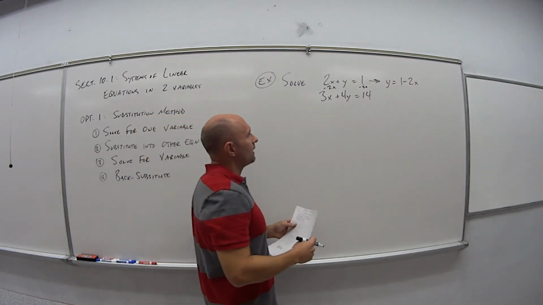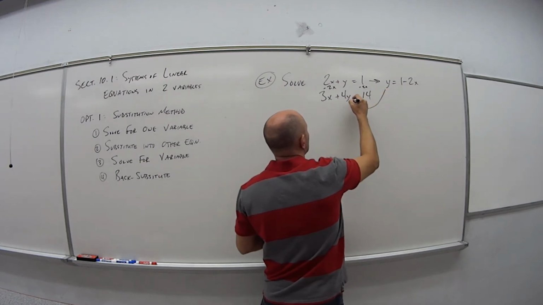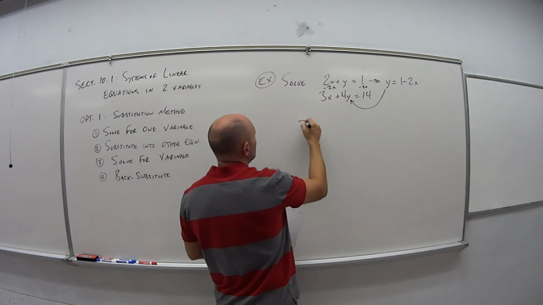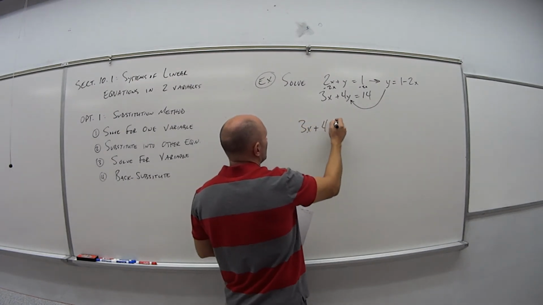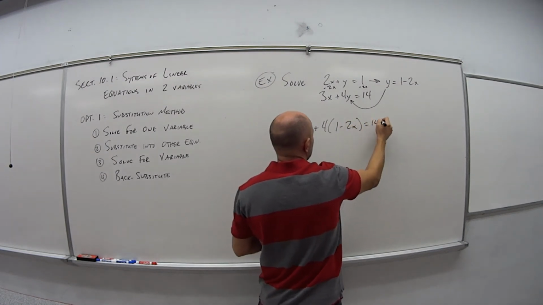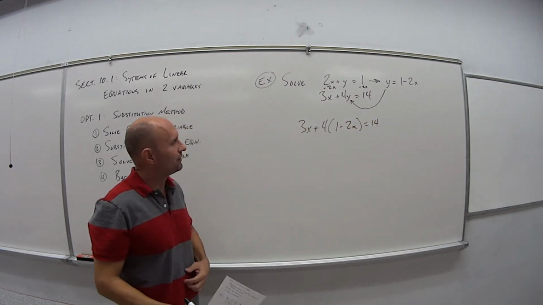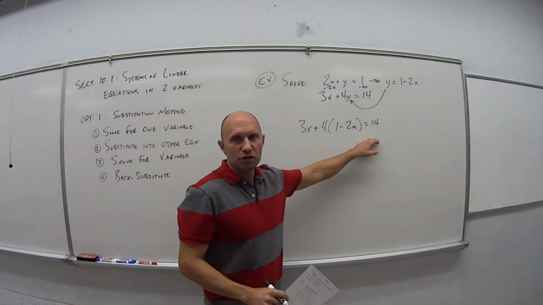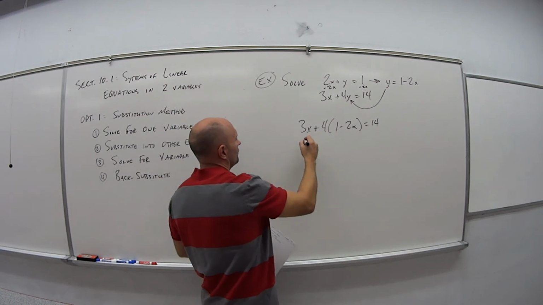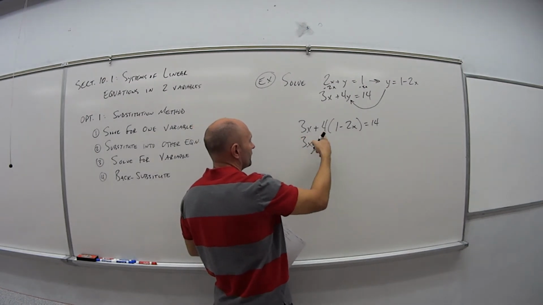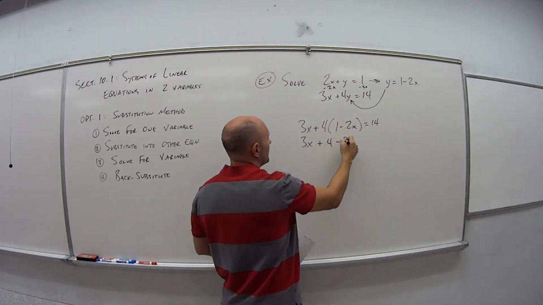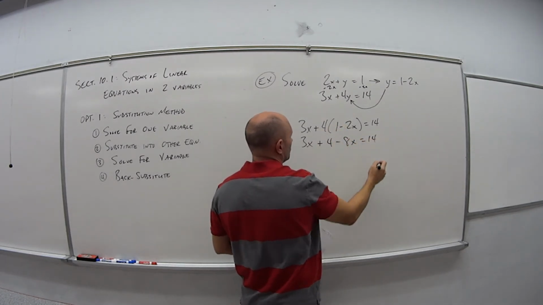And now that I have y by itself, I can substitute this into the other equation anywhere that I see y. So if I do that, what do I get? I get 3x plus 4 times y. Well, y is 1 minus 2x. And this all equals 14. So now I have one equation with one unknown, my variable x. And so I just solve for x at this point. So I get 3x, distribute the 4, so you get plus 4 and minus 8x equals 14.